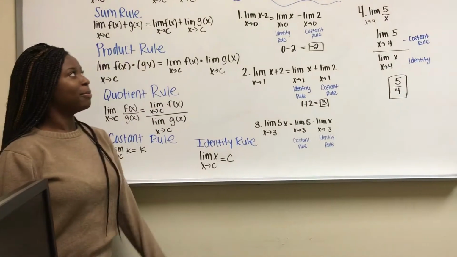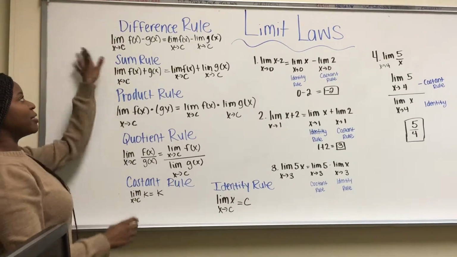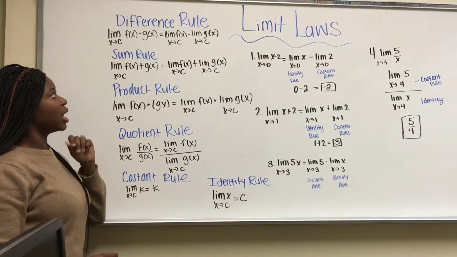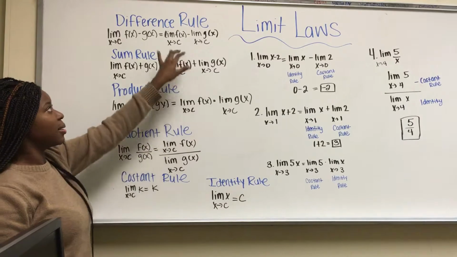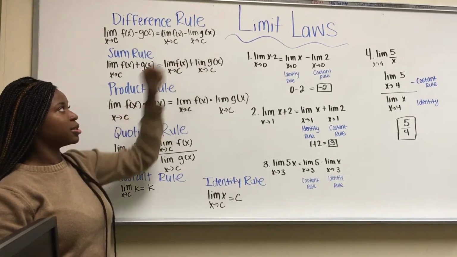I will be speaking about the limit laws. The difference rule is the limit of f of x minus g of x as x approaches c equals the limit of f of x as x approaches c minus the limit of g of x as x approaches c.